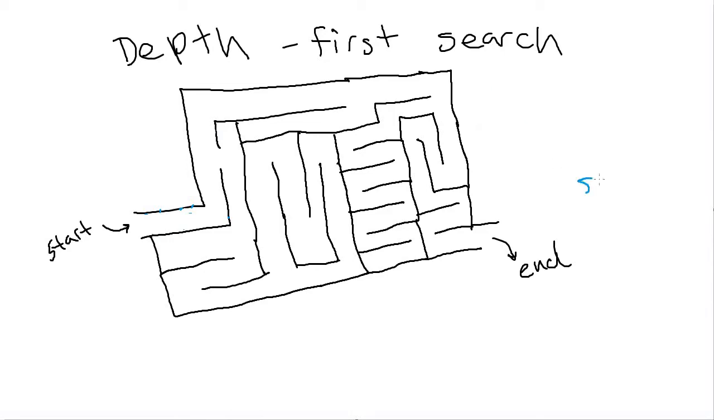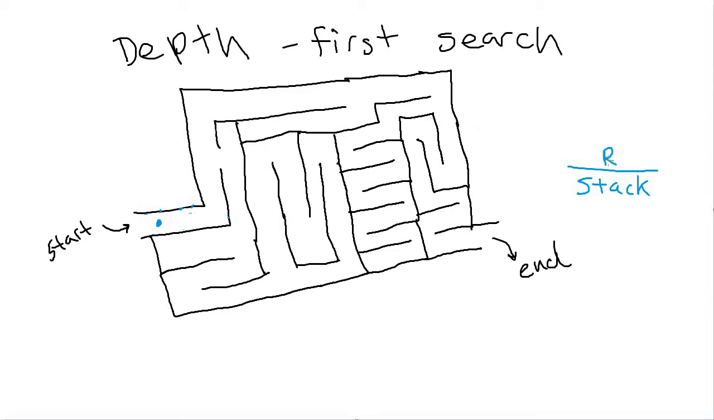So now, instead of using a queue, we're going to be using a stack to keep track of the cells in this maze that we still have to search. So the basics of the algorithm work exactly identically. The only thing we're changing is the data structure. So again, we're going to start over here and we're going to look around us and see what areas we can explore. And so far it's only right.